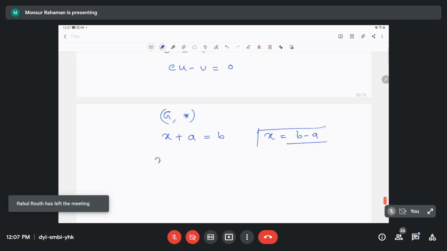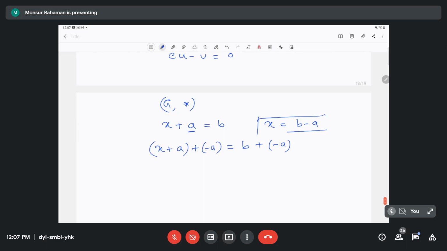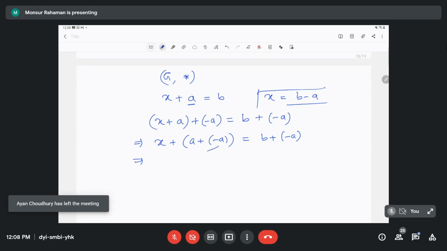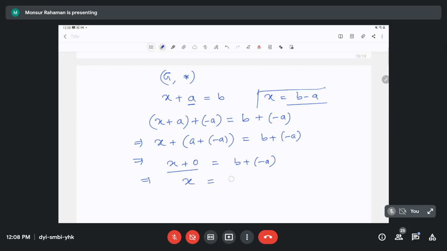So I'm going to add the inverse element of a, so this is minus a. I have to add minus a to both sides, and because it satisfies the associative property, I can write this, and as it is the inverse element of a, x will become x plus 0, and then because it is the zero element, it will be x. Okay, so you have to make this side 0 to have x.